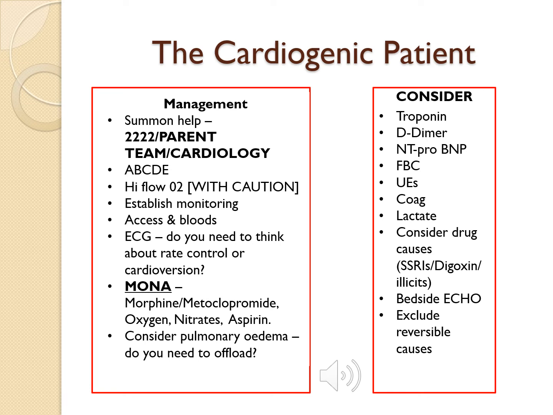We're then going to use the mnemonic to treat the patient. So morphine and metoclopramide for pain management and nausea. Oxygen. Nitrates are going to increase the blood flow to the heart and prevent pain. And aspirin as well. As this is not a circulating volume issue, it's a contractility problem, we're going to avoid giving fluids to this patient. And we're going to consider pulmonary edema because we may need to offload.